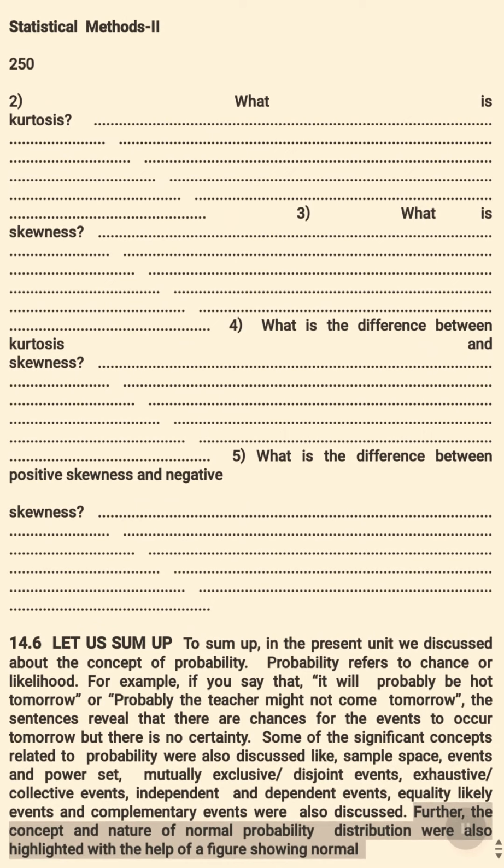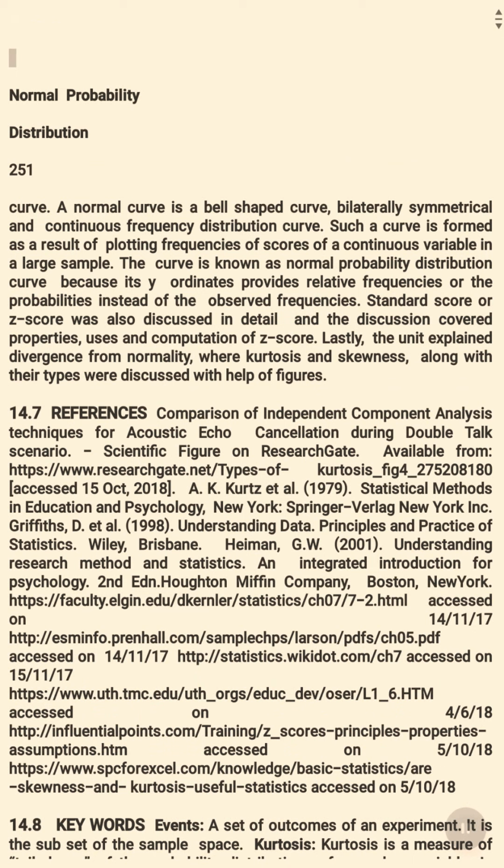Further, the concept and nature of normal probability distribution were also highlighted with the help of a figure showing the normal probability curve. A normal curve is a bell-shaped curve, bilaterally symmetrical and a continuous frequency distribution curve. Such a curve is formed as a result of plotting frequencies of scores of a continuous variable in a large sample. The curve is known as the normal probability distribution curve because its y-ordinates provide relative frequencies or probabilities instead of the observed frequencies. Standard score or Z-score was also discussed in detail, covering properties, uses and computation of Z-score. Lastly, the unit explained divergence from normality, where kurtosis and skewness, along with their types, were discussed with the help of figures.